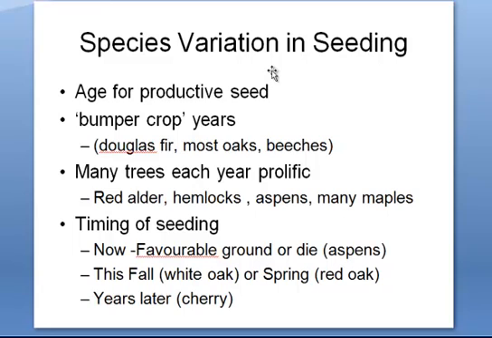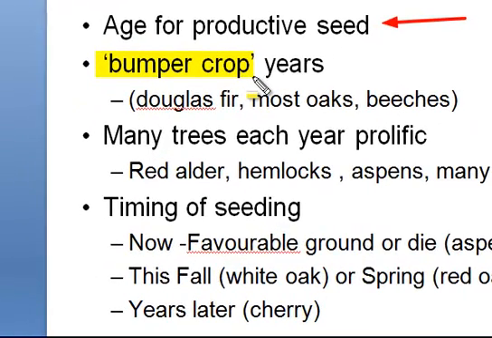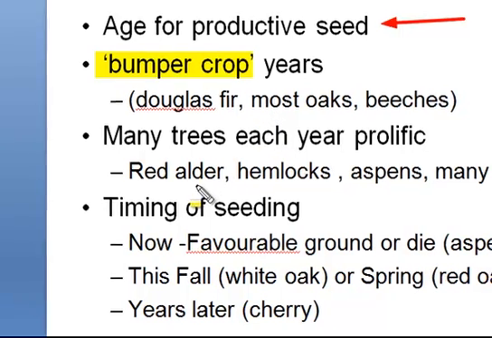Okay, now seed production variation. Different trees have different productive bumper crops. What that means is every 3 to 4 years, or every 2 years for some species, there is a huge crop of seeds, and that's when the majority of the regeneration will occur.